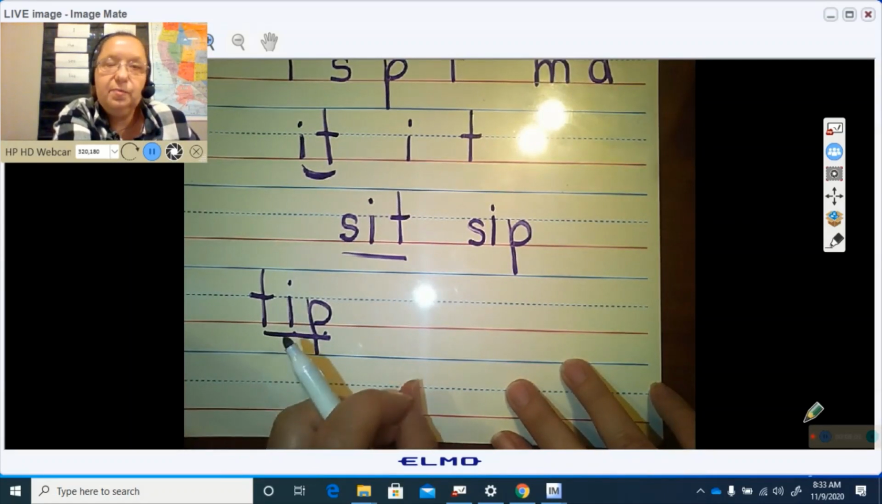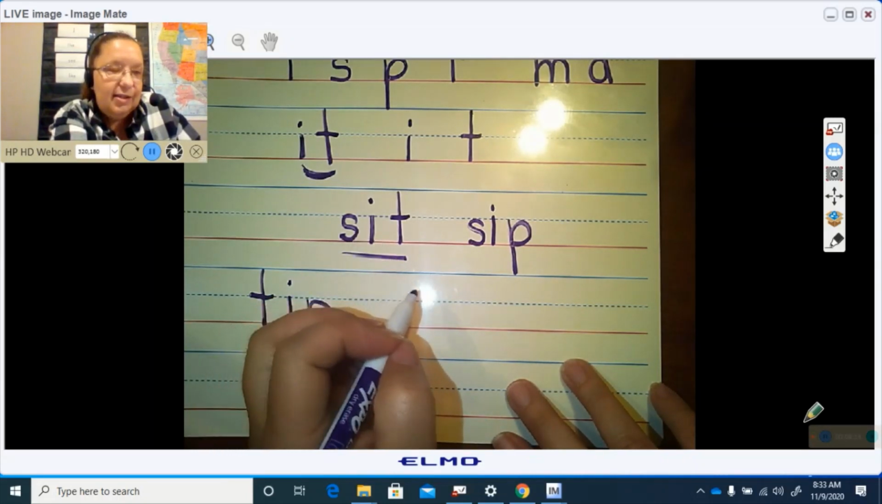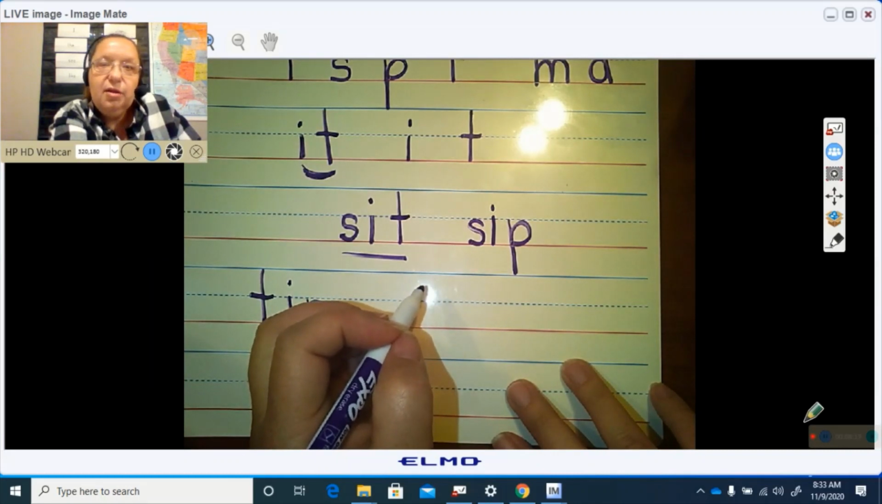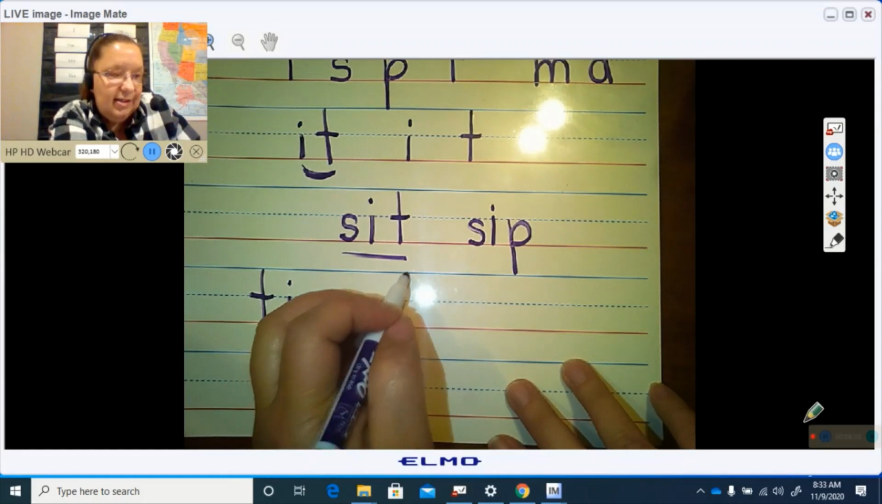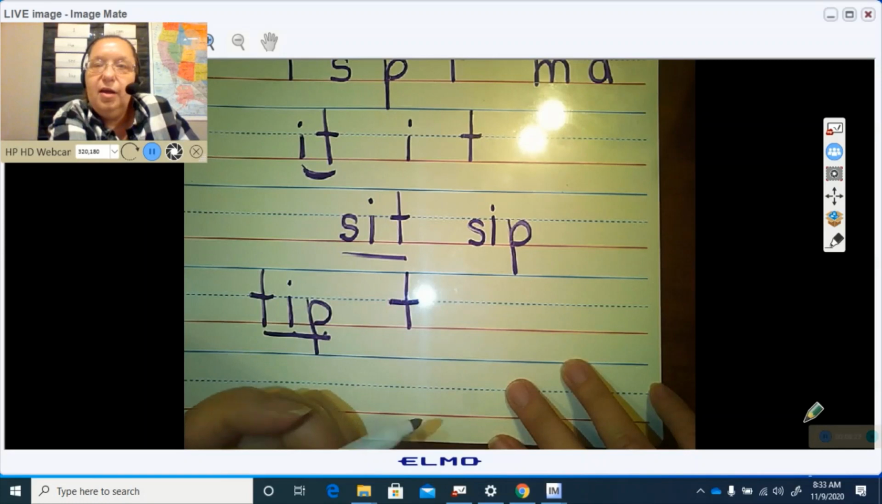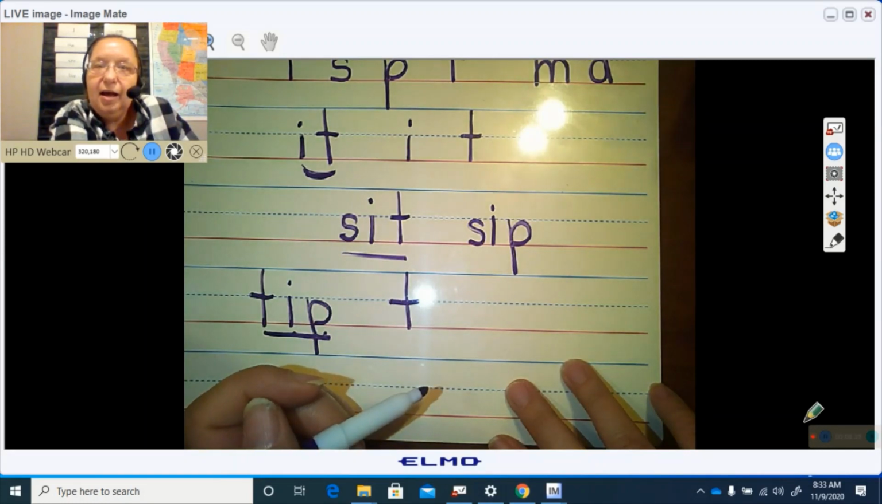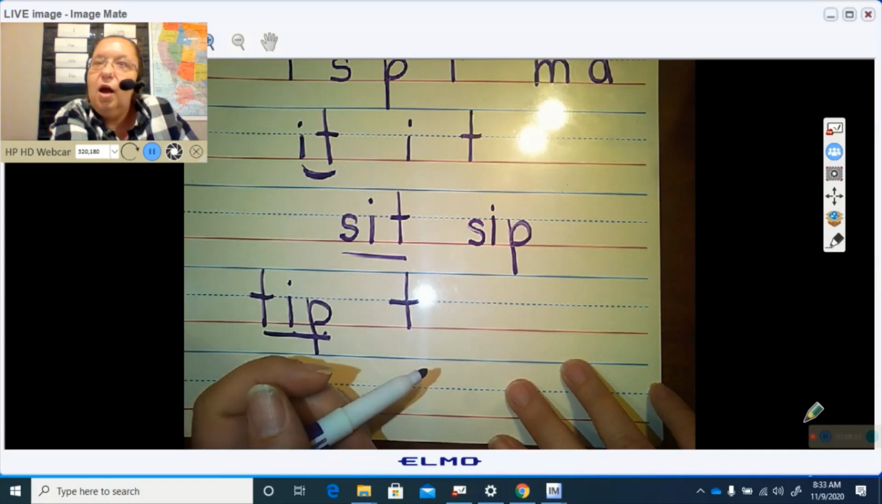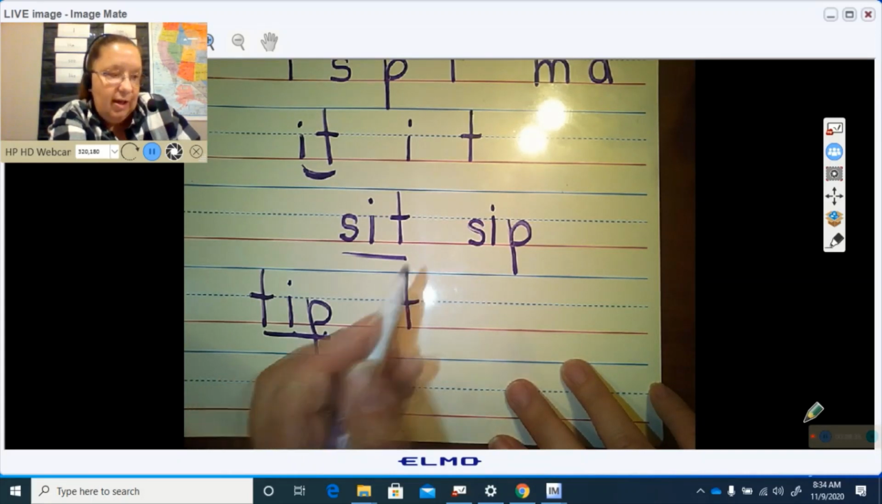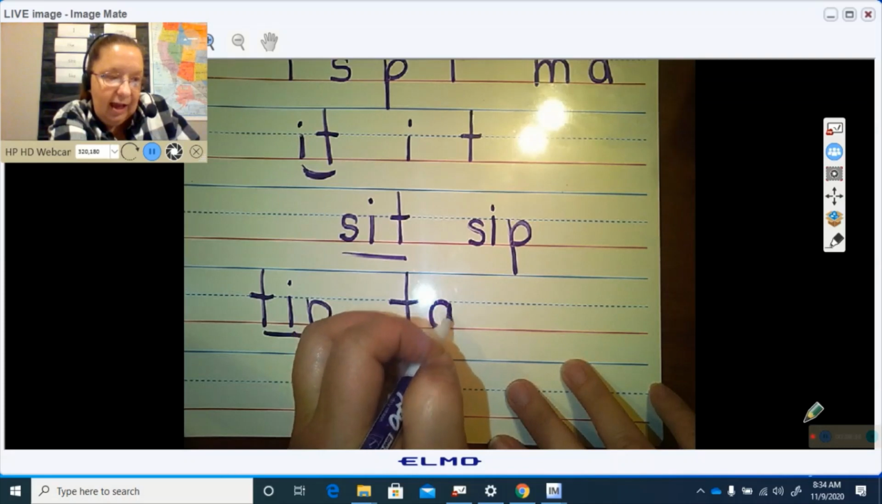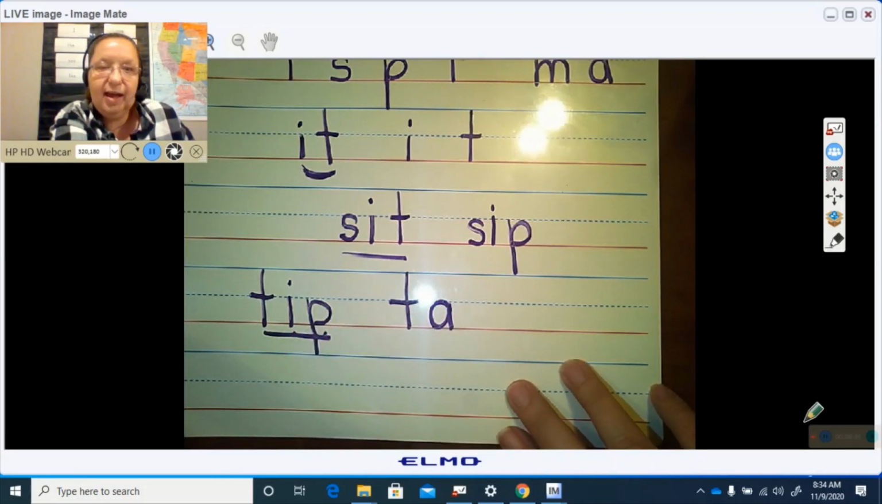Let's do another one. This is the last one. Ready? Tap. Tap and tip are very close together. Tap. T, t, t. What sound? What letter makes that sound? The T. Listen to that sound, ah. Which letter makes that sound? It's the A. That's the letter sound for A.